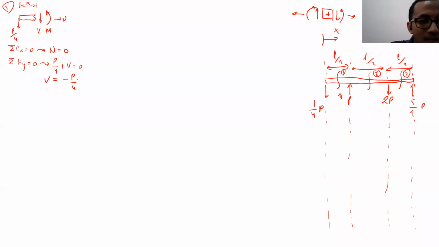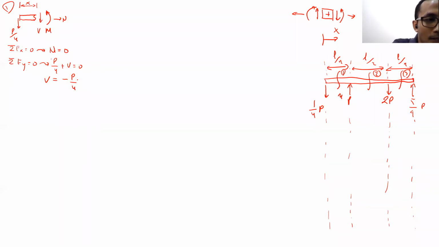Remember, this is actually an equation, a constant equation. So from x equal to 0 until x equal to L over 4, the value of V will be minus P over 4. Do you get it? Yes, I get it.